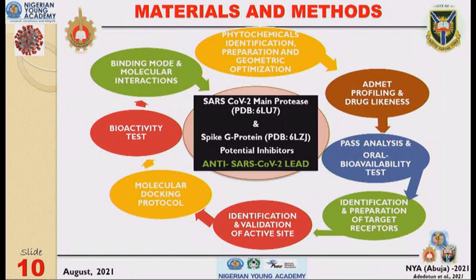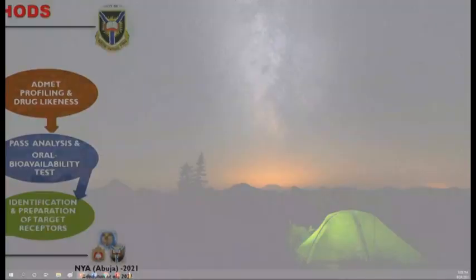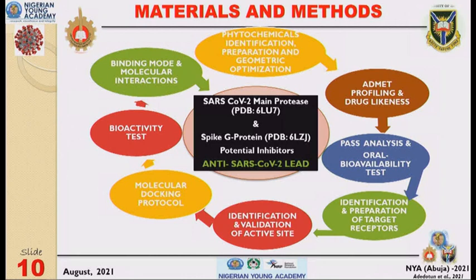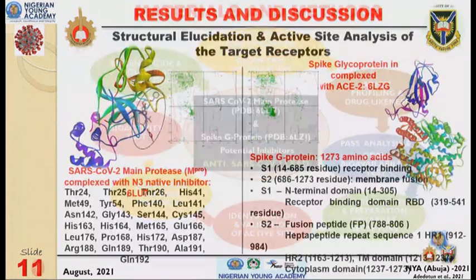After that, we carry out bioactivity tests. Then we look at the interactions of these ligands with the active site of the target receptor to see if we have a potential lead that can inhibit SARS-CoV-2 main protease, which is responsible for the mediation and replication of the virus in the body of the host, and spike glycoprotein, which serves as a key for the virus to penetrate the body of the host via ACE2. Then the results and the discussion.